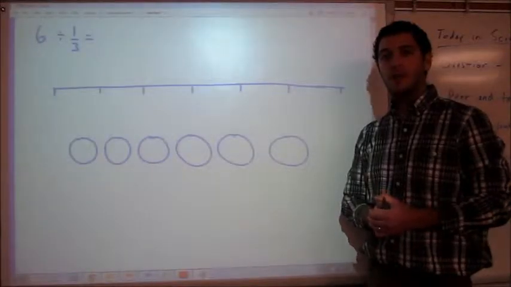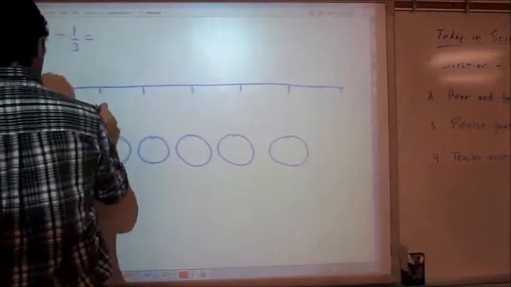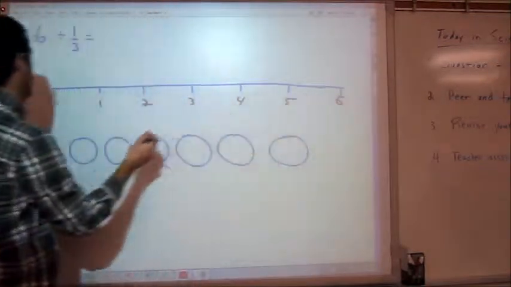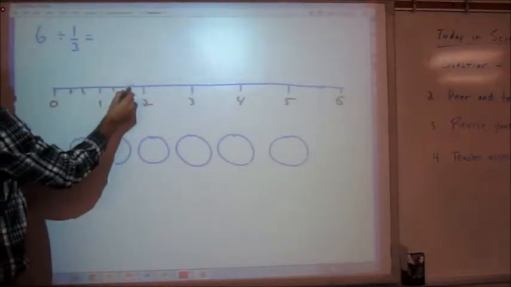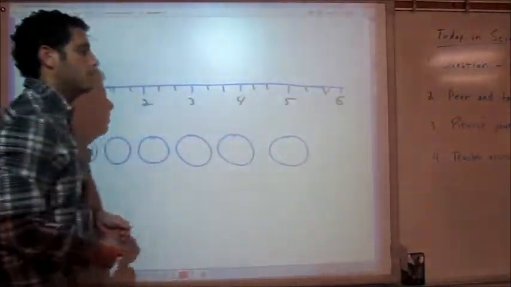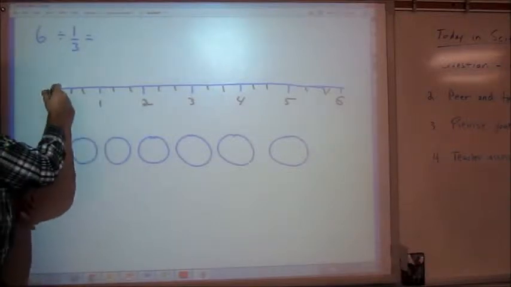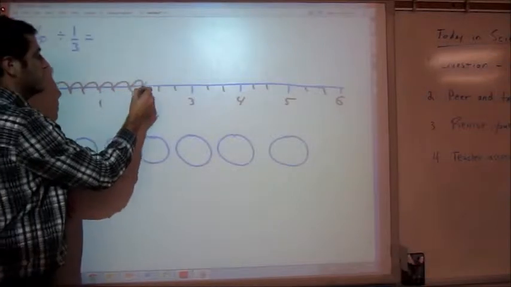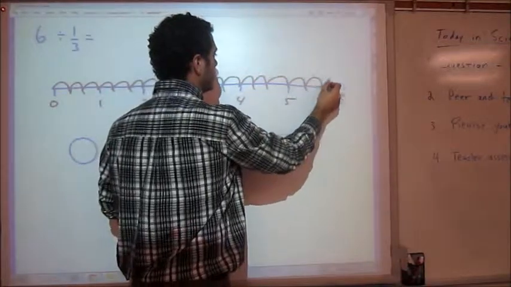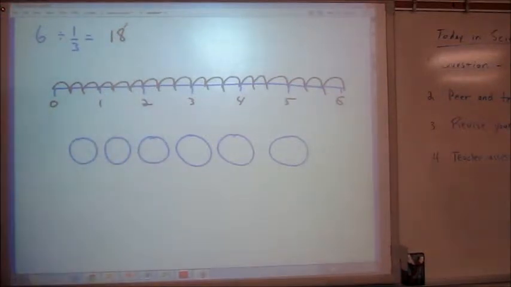Now, when we're asked to divide a whole number by a fraction, we can use a number line. You can make a number line that goes to 6 and take each one of these 6 and divide it into its thirds. And then just count how many thirds there are. So 1, 2, 3, 4, 5, 6, 7, 8, 9, 10, 11, 12, 13, 14, 15, 16, 17, 18. So there are 18 thirds in 6 wholes.